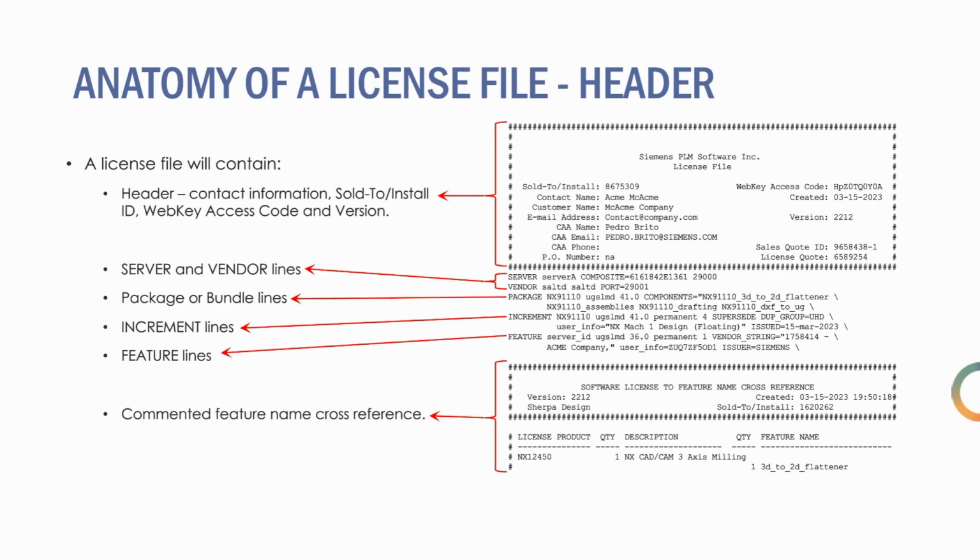So we're going to get into a license file. A basic license file is going to consist of the header, server and vendor lines, package or bundle lines, increment and feature lines, and then down at the bottom you're going to have a cross-reference section where it's going to break down your licenses and which features are attached to each of those different licenses.